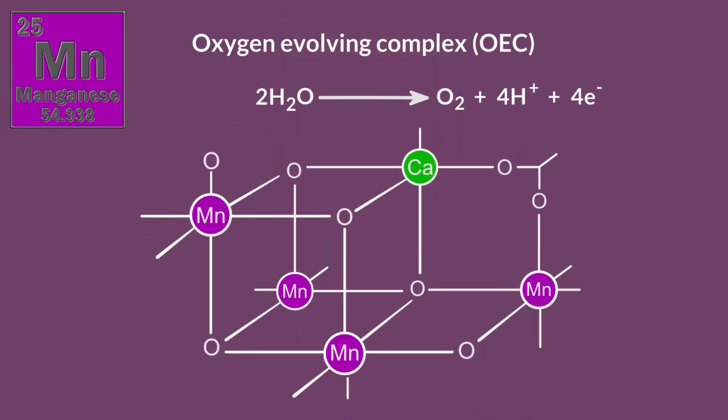The OEC contains 4 manganese ions, 1 calcium ion, and several oxygen atoms. Each manganese resides in an octahedral coordination complex. The production of electrons and protons establishes an electrochemical gradient that is used to drive the production of ATP and NADPH, critical for the support of cell energetics and growth.